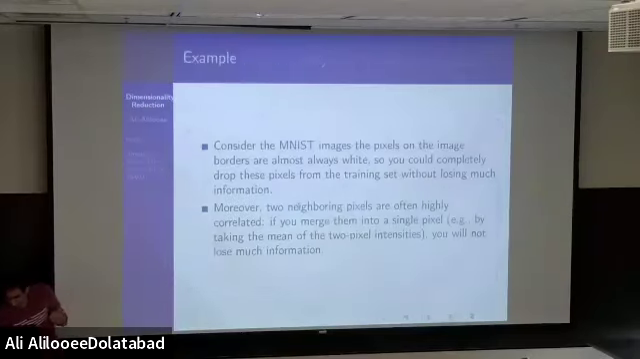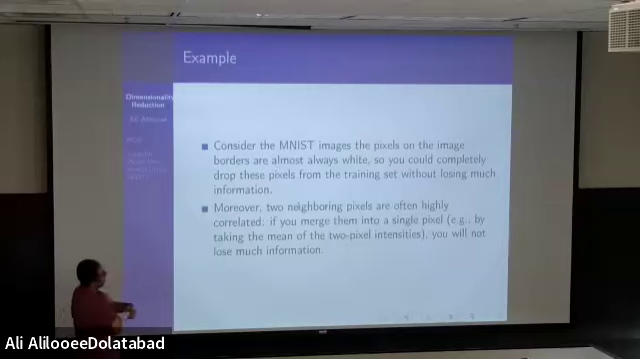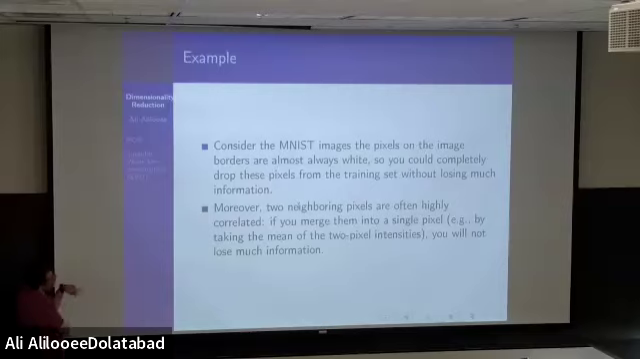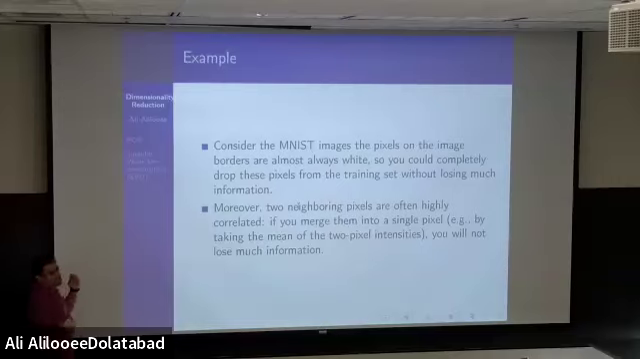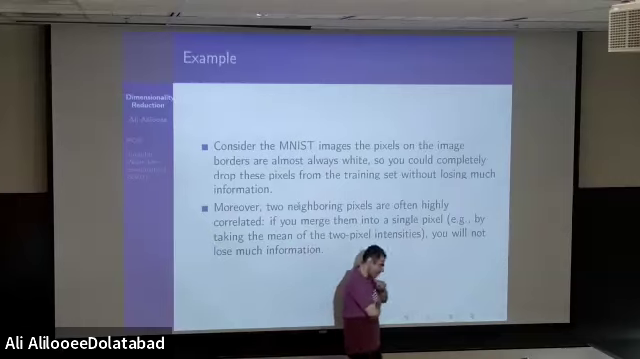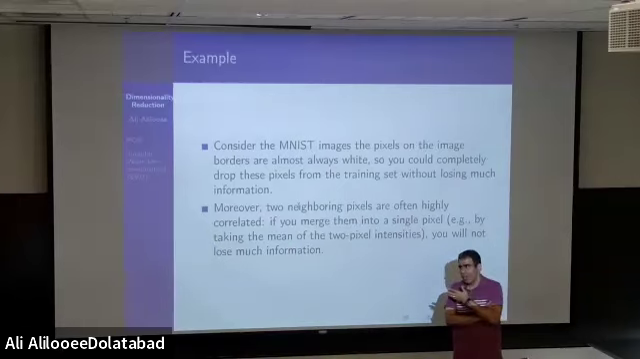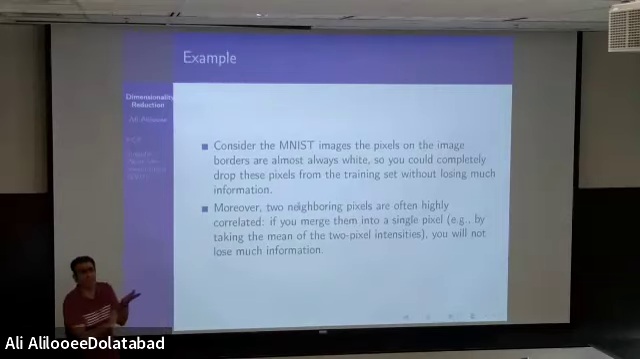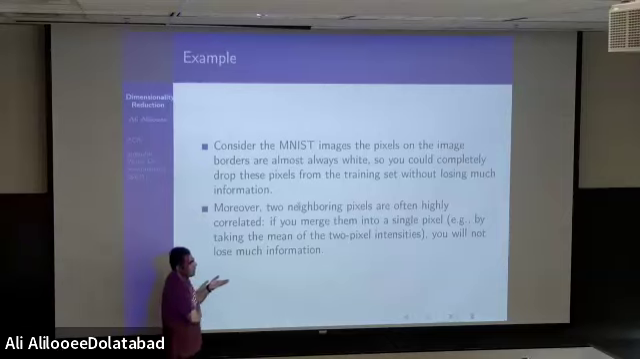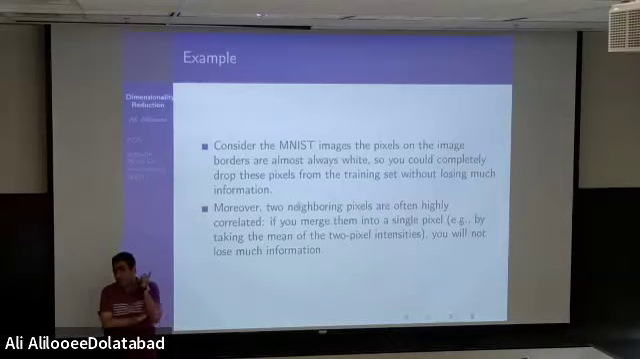Okay, so let's see one example. Consider, for example, MNIST images. The pixels on the image border are almost always white. So you could completely drop these pixels from the training set without losing much information. This is, I think, a very nice example. I have stolen this from the book and it's a very good example, because several times students ask me how it is possible that some features are not helpful, some features are not very necessary, and we can skip them.